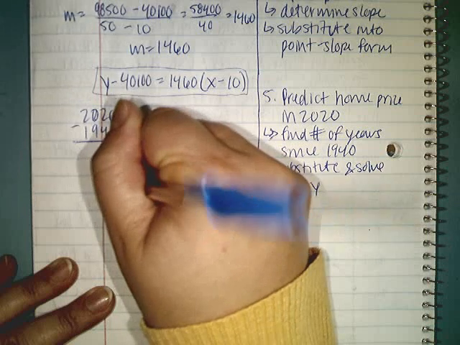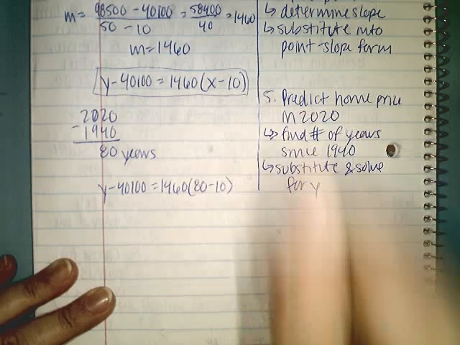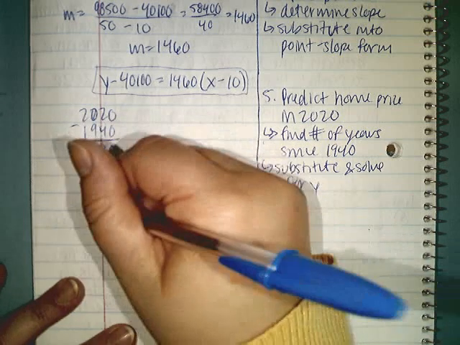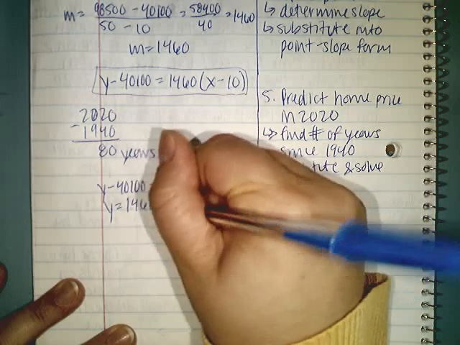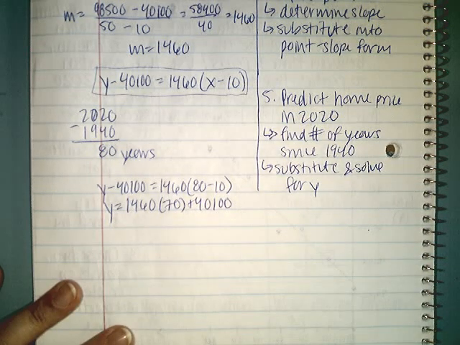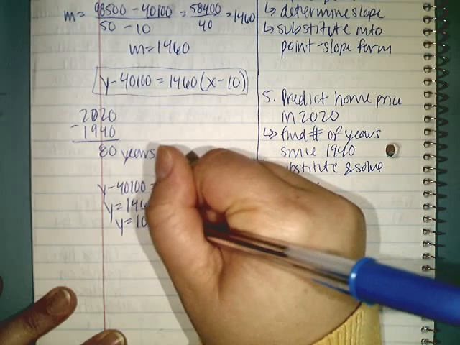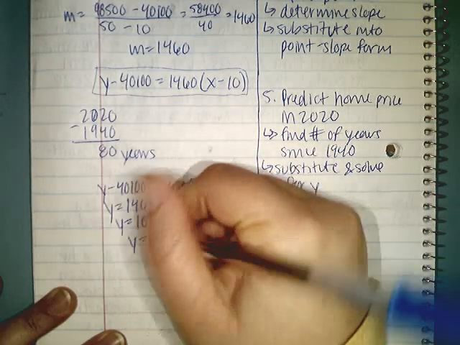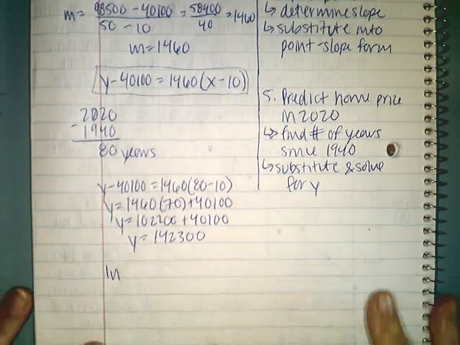So I get y minus 40,100 is equal to 1,460 times 80 minus 10. This is why I use the point I mentioned before, because I've already done out this math, so I can simplify it for you quickly. I get 1,460 times 70, and if I add 40,100 to both sides, I keep simplifying. I get y equals 102,200 plus 40,100. Y equals 142,300.